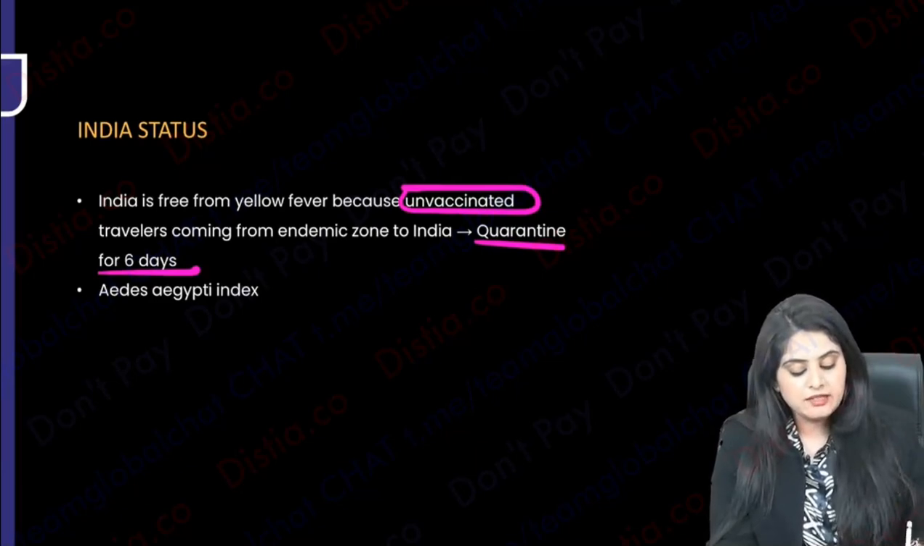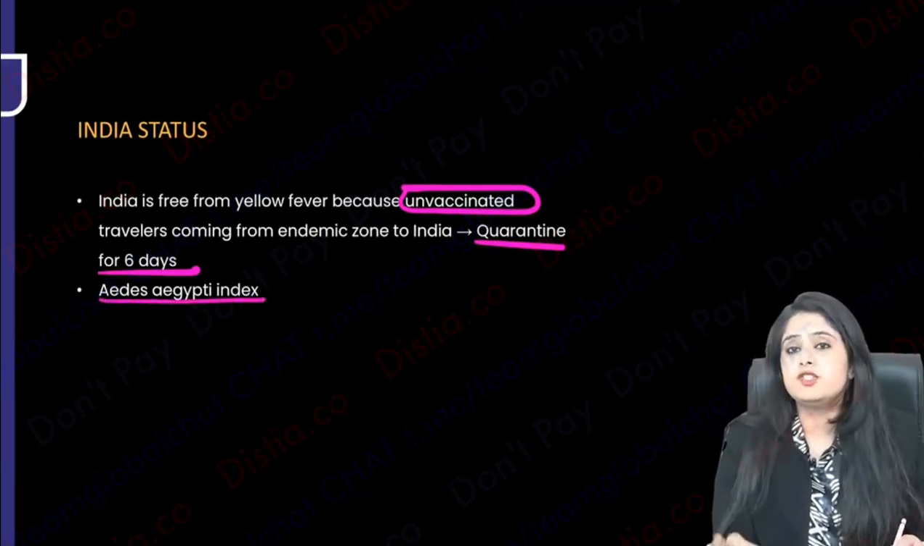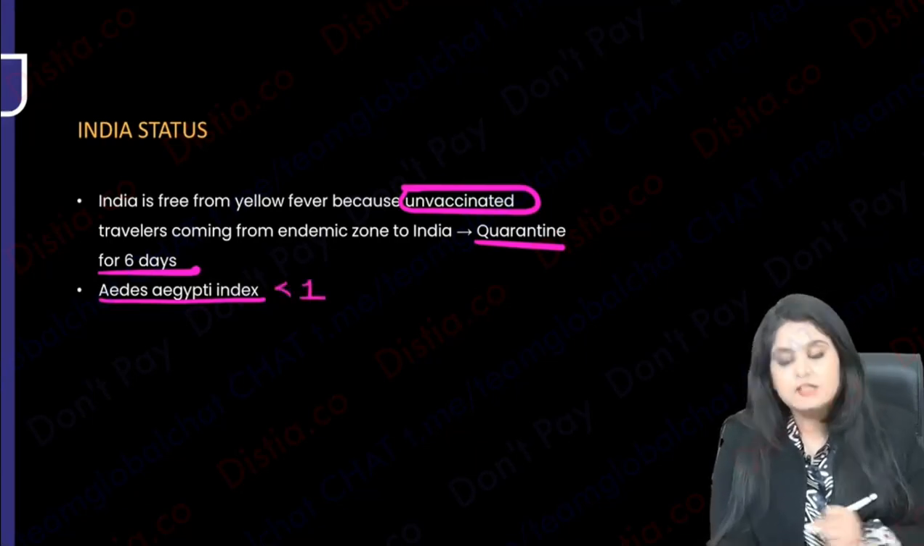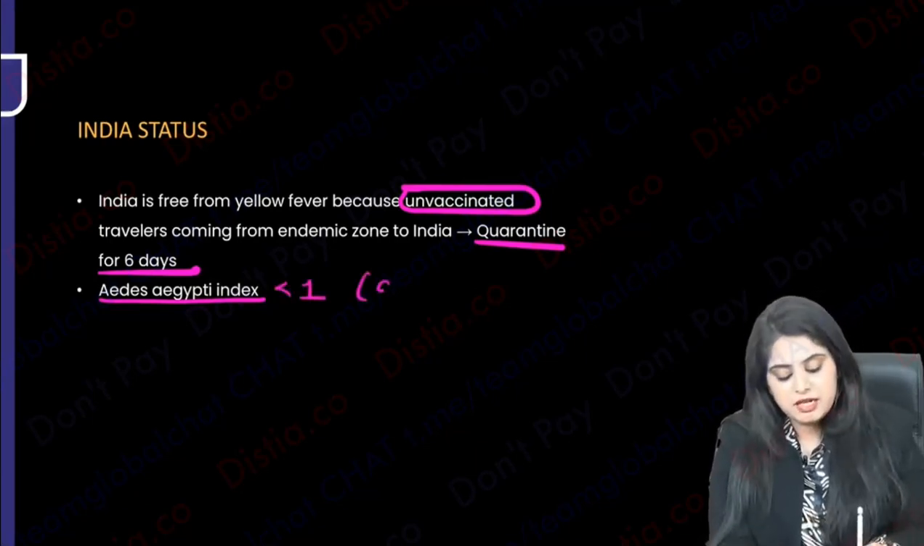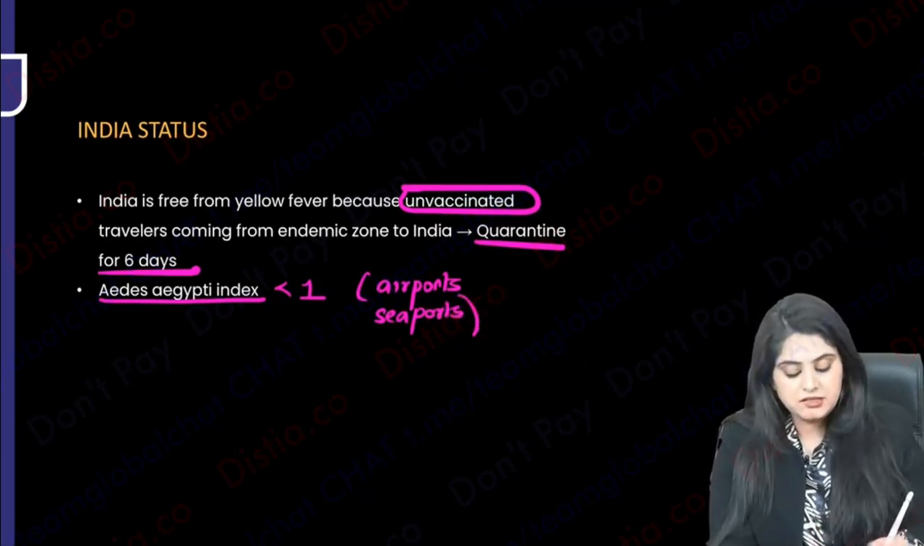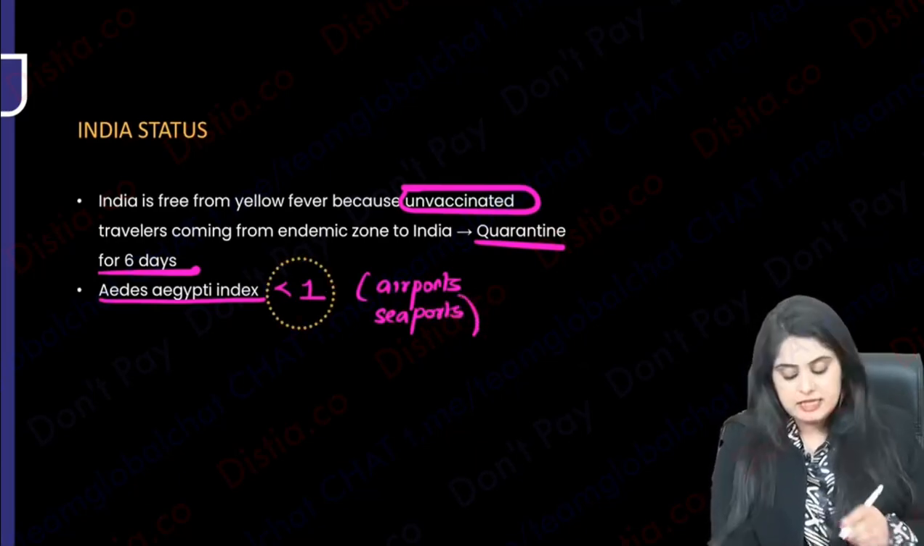Now we come to what else have I maintained. I know that the vector is Aedes aegypti, so I make sure that the Aedes aegypti index is less than 1 around the airports and the seaports. So around the airports and the seaports, the Aedes aegypti index, which you study in PSM, has to be less than 1. Okay, let's move ahead.